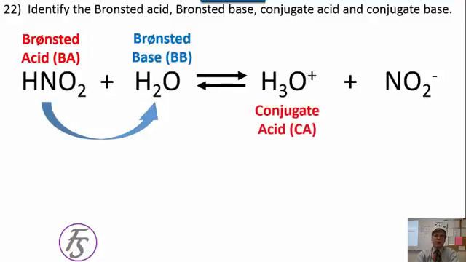The conjugate acid is the one that's got the H now, so that would be the hydronium ion, H3O plus. And the nitrite ion from the nitrous acid is the conjugate base.